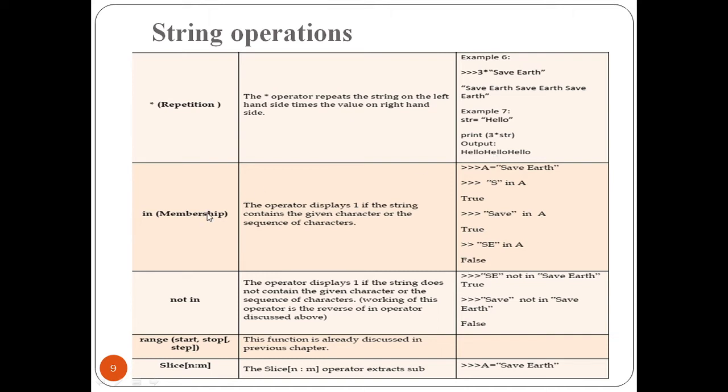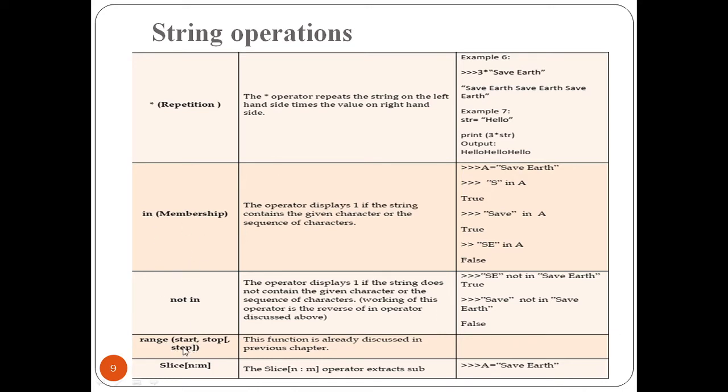The in operator will check whether a particular substring is available in our source string or not. First we write a substring, thereafter the in operator, and then the source string. If it is available, it will give true, otherwise false. Here, save in A: A is the source string and save is the substring, it's available, so it's true. Not in, what does it do? If that particular content is not available in the source string, then it will give true, otherwise false. It's vice versa.